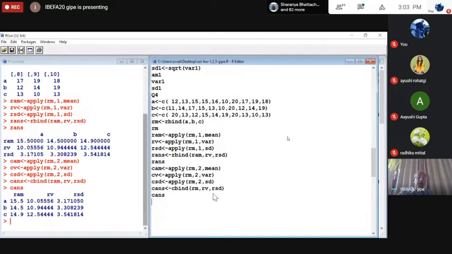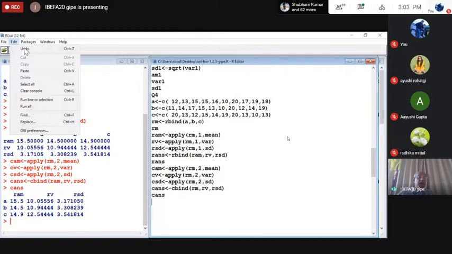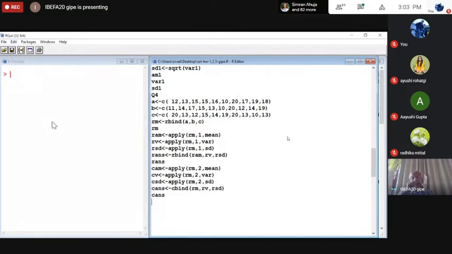Therefore, it is a repetition. So the matrix form will always be good enough to compute your mean, variance, standard deviation. But here, the matrix is the same, a row matrix. Instead of that, you can repeat it with a column matrix and do the same thing.